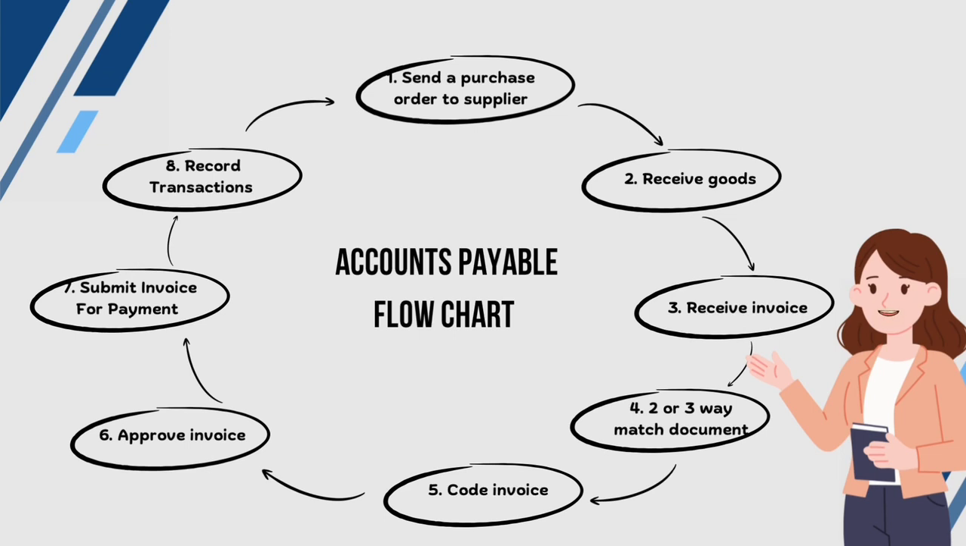The systematic process reduces the risk of error and ensures accurate accounts payable reports. Accounts payable is a process that involves proper documents, a clear flow of steps, and strong control to ensure accuracy.